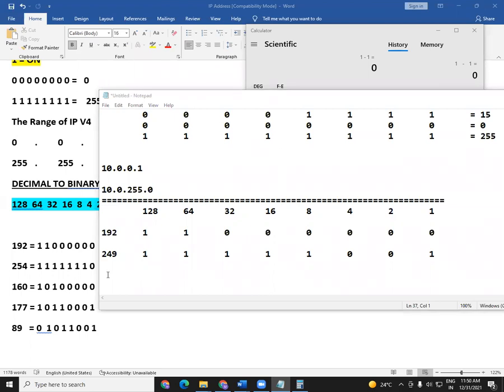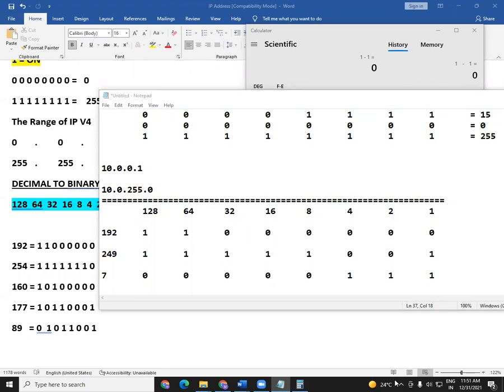Okay, 7. Okay, so can we subtract 128 from 7? No. Can you subtract 64 from 7? No. Can you subtract 32 from 7? No. Can you subtract 16 from 7? No. Can you subtract 8 from 7? No. Can you subtract 4 from 7? Yes. How much is remaining now? 3 is remaining. Can you subtract 2 from 3? Yes. How much is remaining now? 1 is remaining. Can you subtract 1 from 1? Yes. That was an easy number actually.